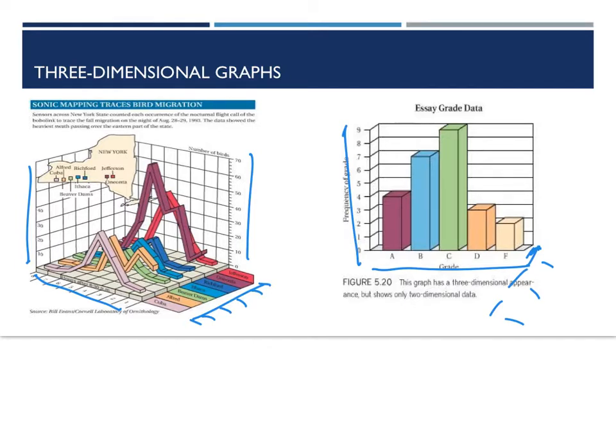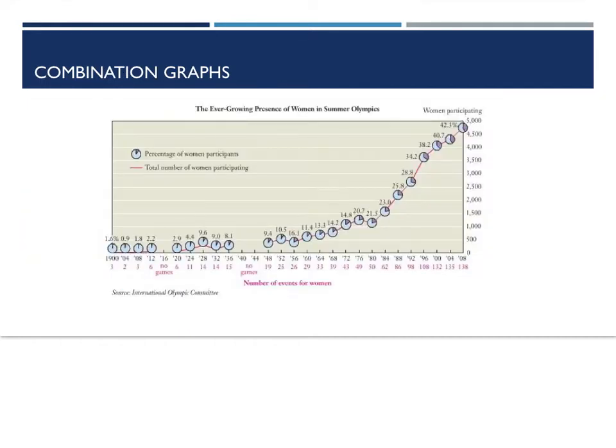But otherwise, you should really stay away from using a 3-dimensional graph unless you actually want to show 3 different sets of data combined. This is a good example of a combination graph. You could do a combination graph that again could get so busy that it's not really going to be helpful. This one though is a good display.